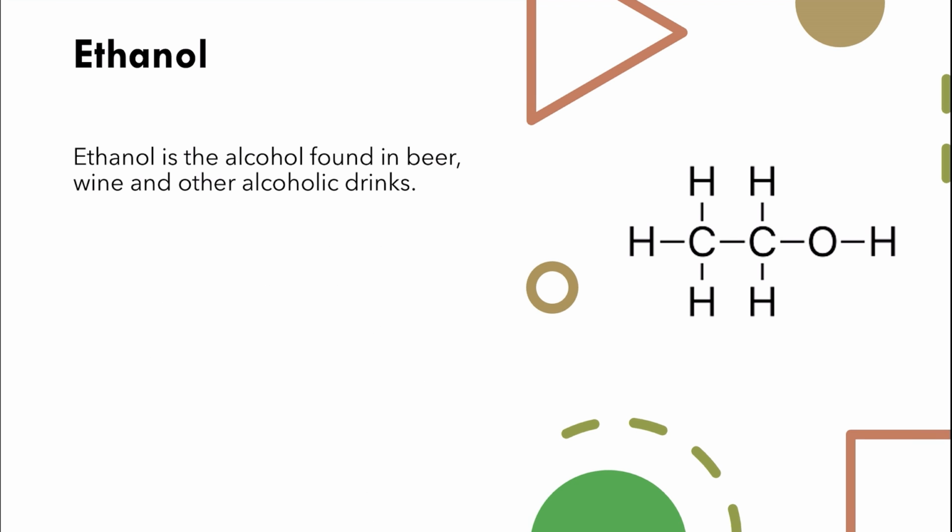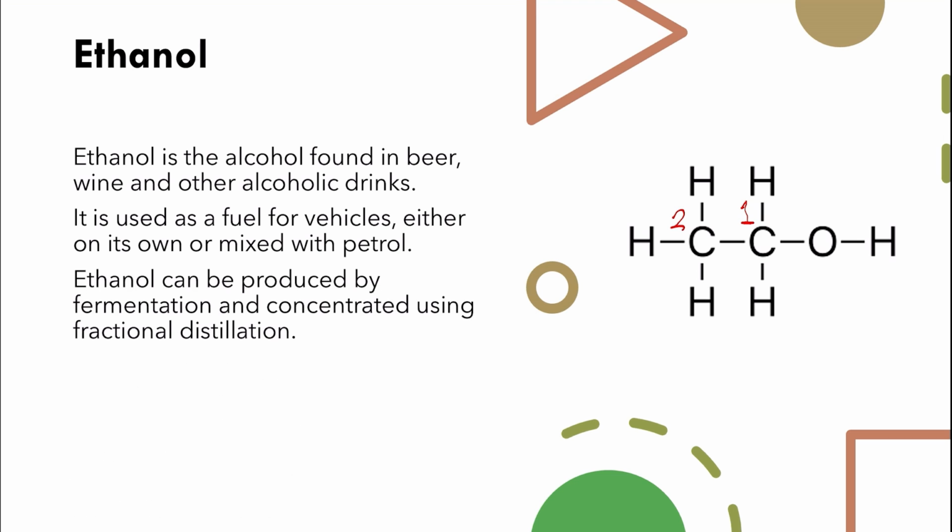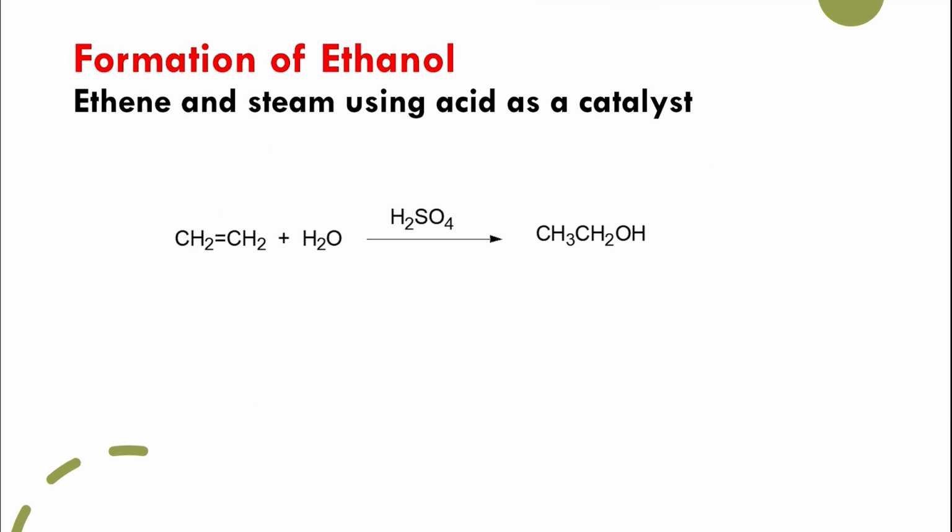Ethanol is an alcohol that is found in beer, wine, and alcoholic drinks. Ethanol has two carbon atoms. This is the first carbon atom, and this is the second carbon atom. It's used as a fuel for vehicles, either on its own or mixed with petrol. Ethanol can be produced in one of two ways. The first way is by using ethene and steam with an acid as a catalyst. So when you have ethene and you add water to it in the presence of an acid, which can be sulfuric or phosphoric acid, that will give you the ethanol.